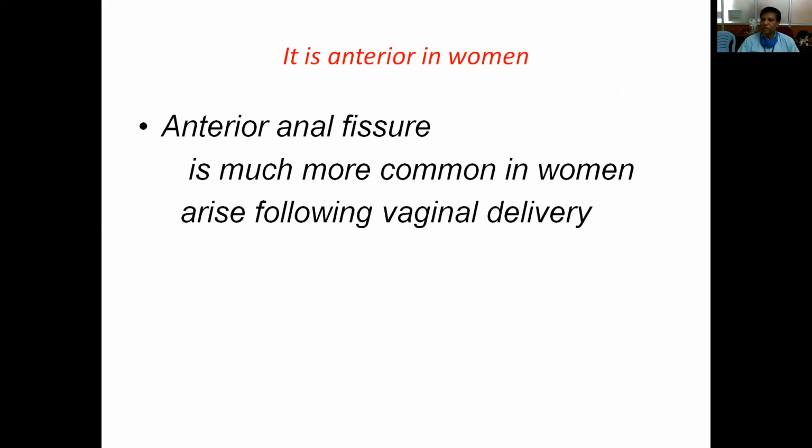In women who have undergone vaginal deliveries, the supporting muscles, the perineal body and perineal muscles, are stretched and damaged, and they no more support the anterior anal wall. So in such situations, in multiparous women, you can see the anterior fissure also. This occurs in 10% of the cases.